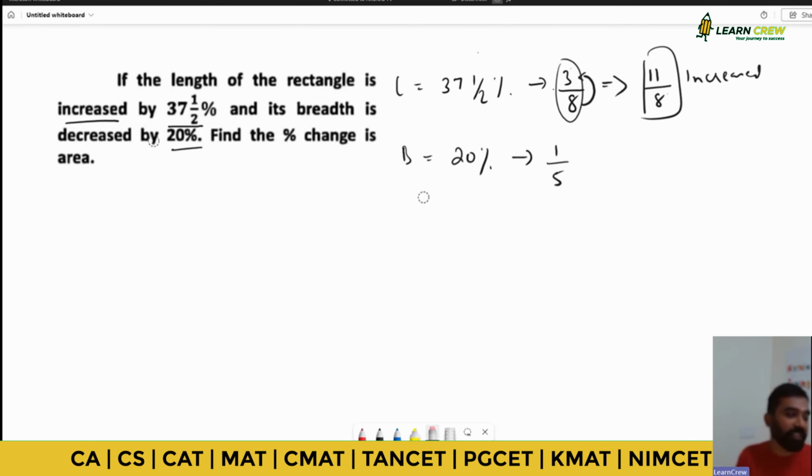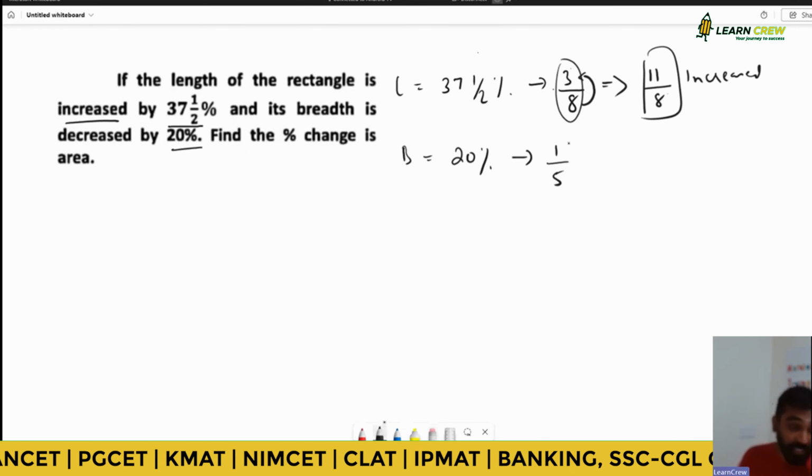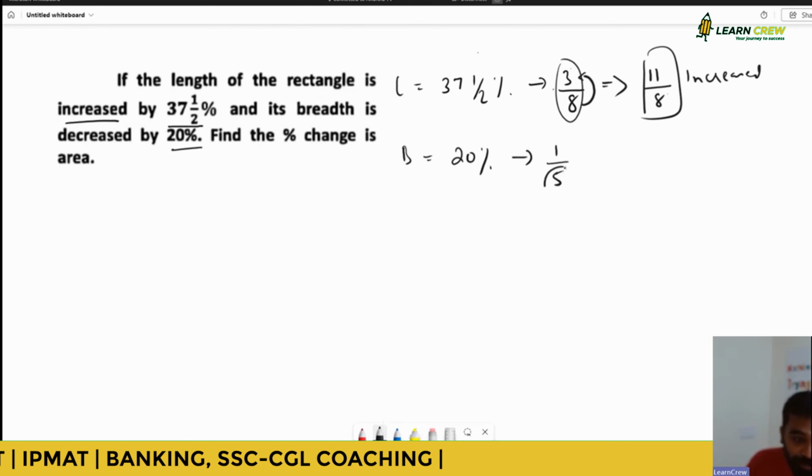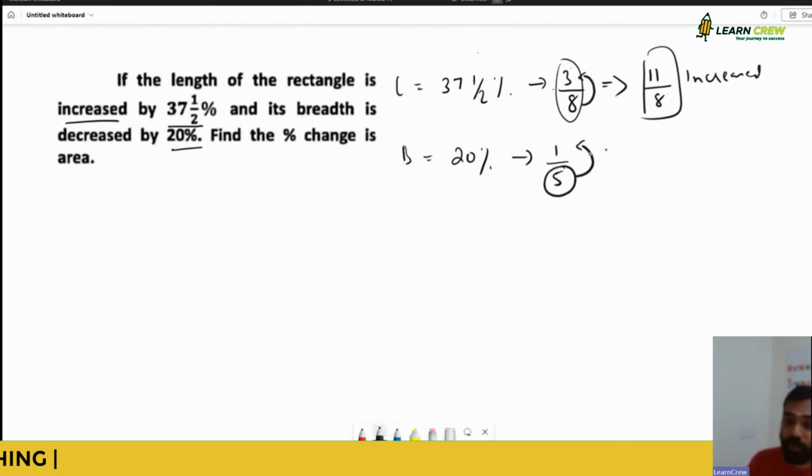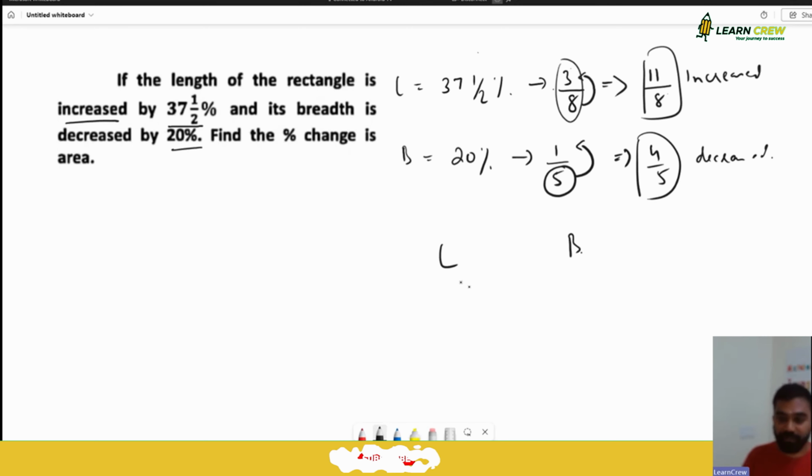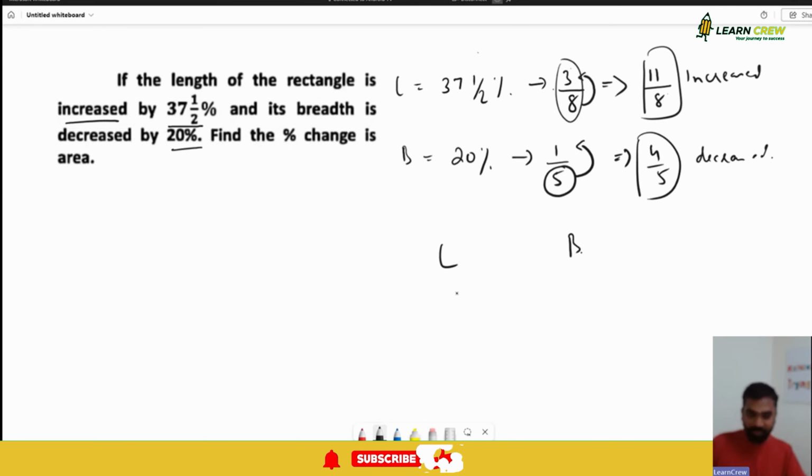And its breadth is decreased by 20%. If its breadth is decreased by 20%, obviously from this base value, it is decreasing by 1 part. That is nothing but 4 by 5, decreased, right? This is decreased. Okay. Now length and breadth. How will you start it? What should you take now?